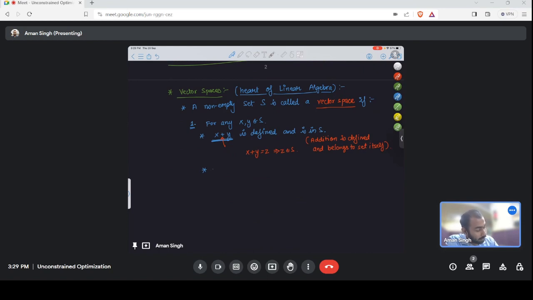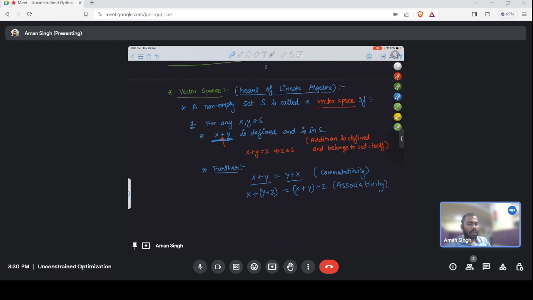Also, the addition has to be defined in a way that it follows these two conditions. So x plus y equal to y plus x, that is commutativity, and x plus y plus z is equal to x plus y plus z, associativity. So all these properties you might have heard in school mathematics lectures. So basically what it is saying, the order of addition should not change the outcome.